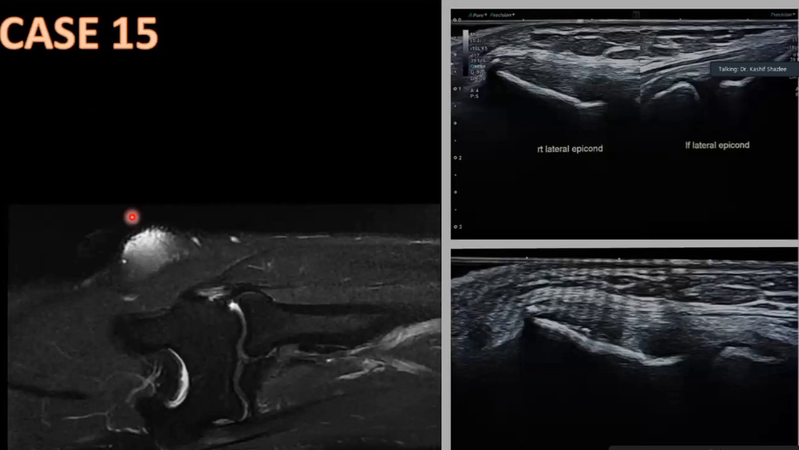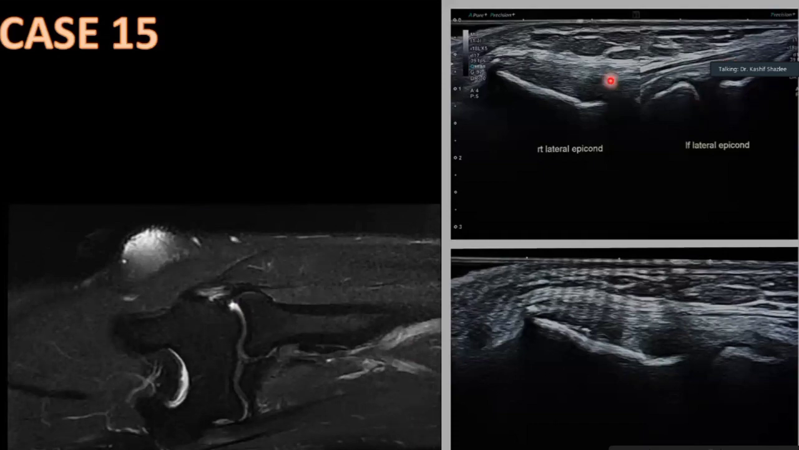So this was a young lady known to me, presented with chronic pain at the lateral aspect of the elbow joint, and this was her MRI. So you can see here that there is focal hypersignal intensity within the conjoint tendon, extensor tendons on fat suppressed proton density image. And if you see the high frequency ultrasound, comparison has been made. This one is right and this one is left. And this gap is of the elbow joint.